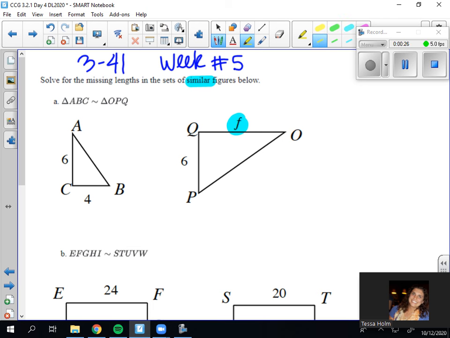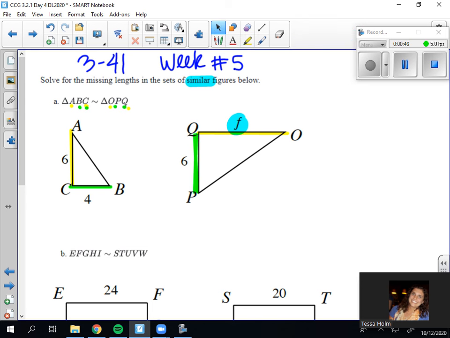So if I match up my similar sides, AC is similar to OQ. And CB, or BC, is similar to PQ, right? Because order matters when I write my similarity statement.